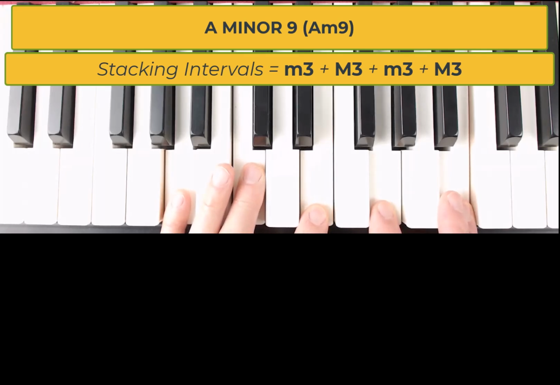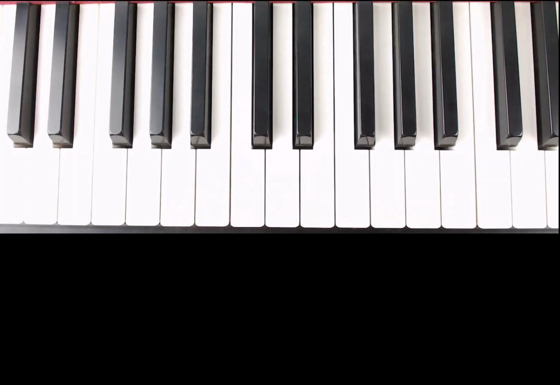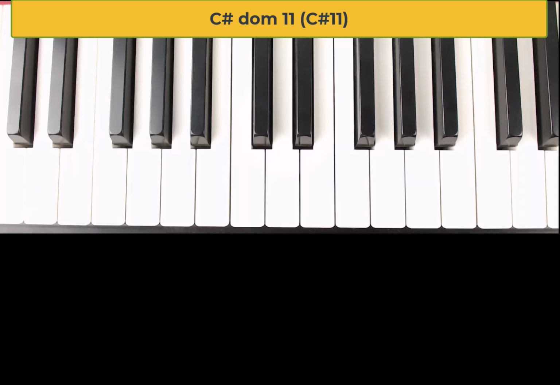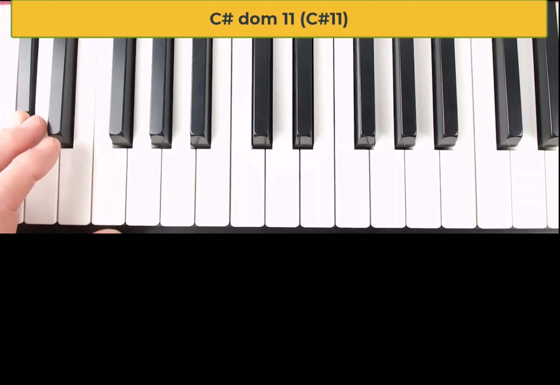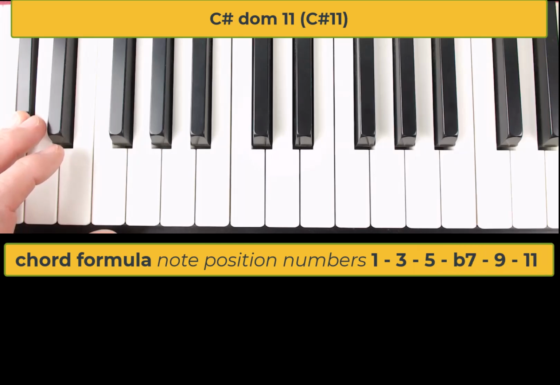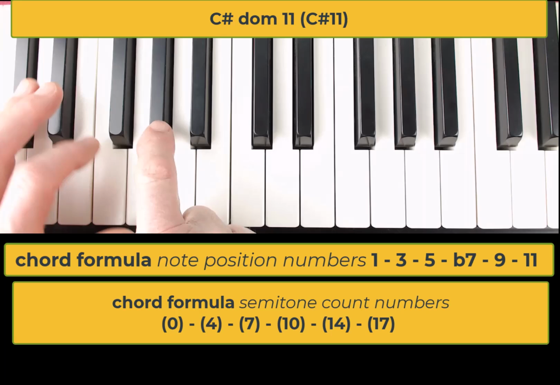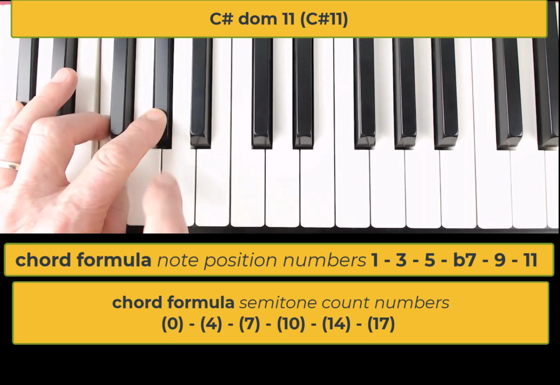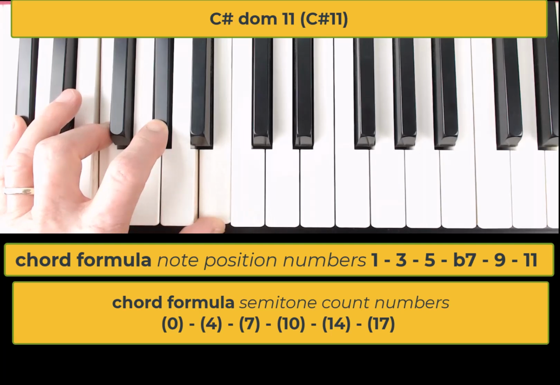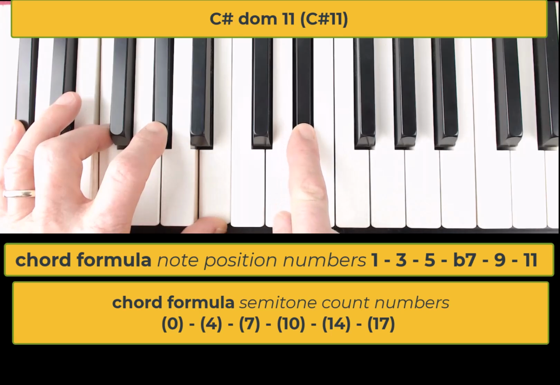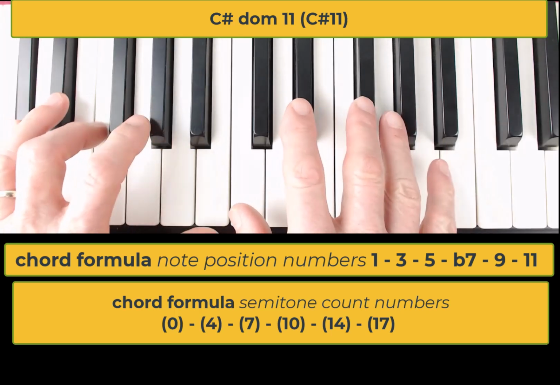Now, a couple of examples of 6-note extended chords that we dealt with was a C sharp dominant 11th, or just abbreviated most of the time, a C sharp 11th. In a C sharp dominant 11th, I'm showing here we've got note positions 1, 3, 5, flat 7, 9, and 11, or in semitones 0, 4, and then 7, that's 4, 5, 6, 7. And then we're going to 10, that's 7, 8, 9, 10. And then we're going from 10 to 14, there's 10, 11, 12, 13, 14. And then lastly we end at 17, that's 14, 15, 16, 17.